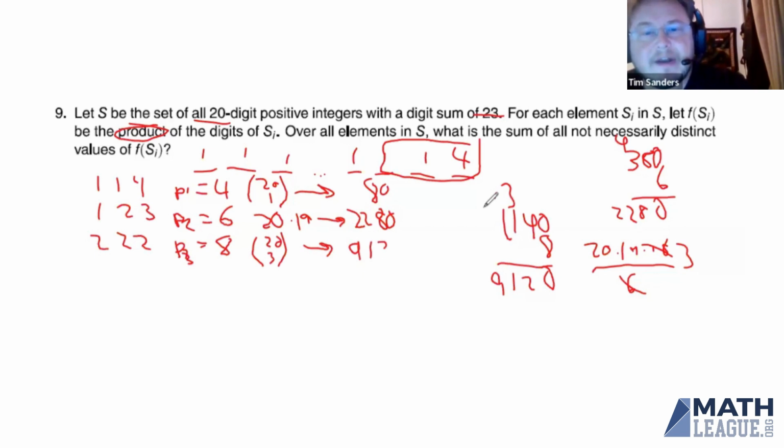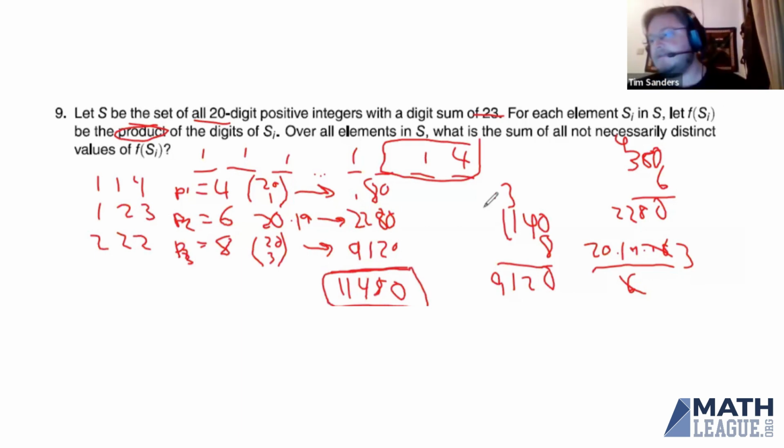And again, if I haven't made any arithmetic mistakes, we should end up with a correct answer here. 8 plus 8 plus 2 is 18. 2 plus 1 is 4. 9 plus 2 is 11. And the correct answer is 11,480.